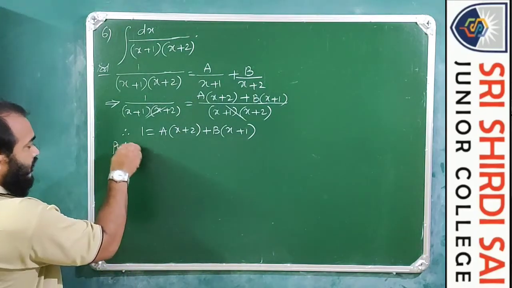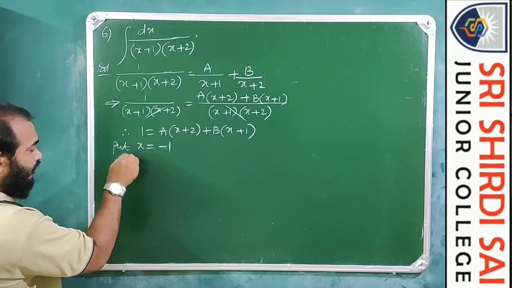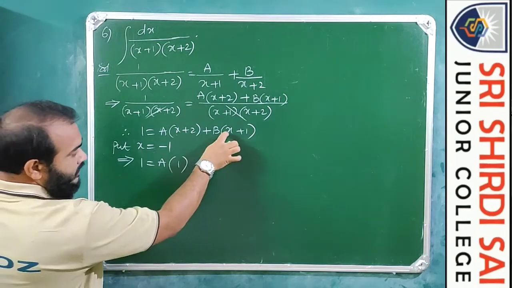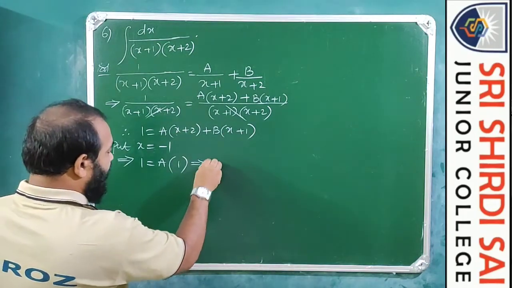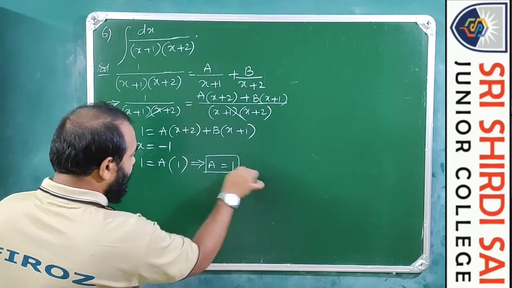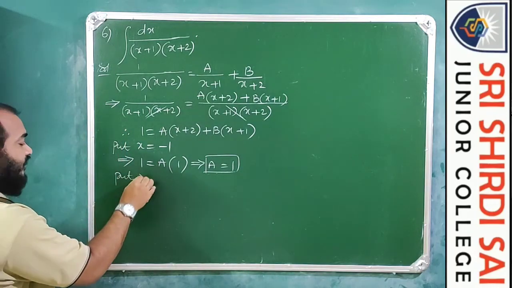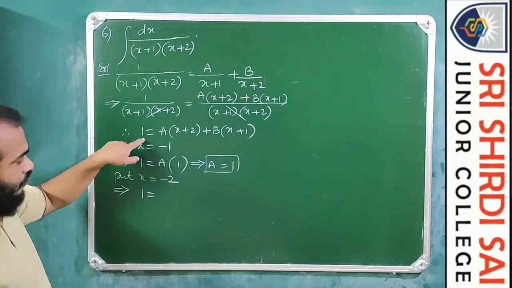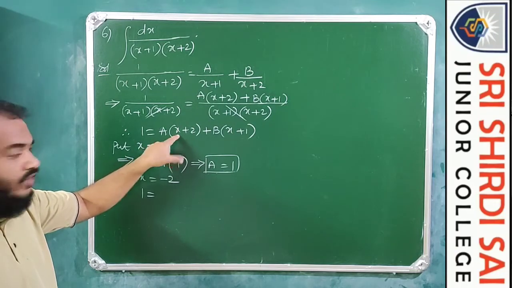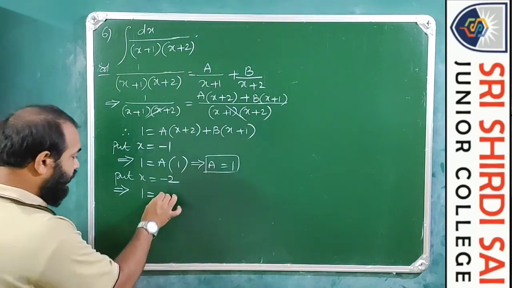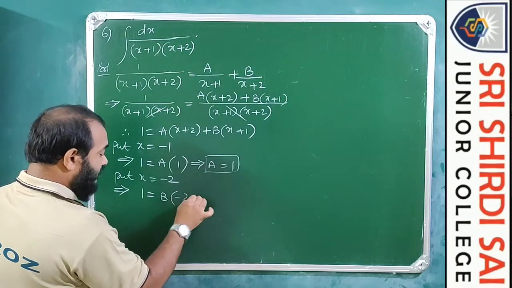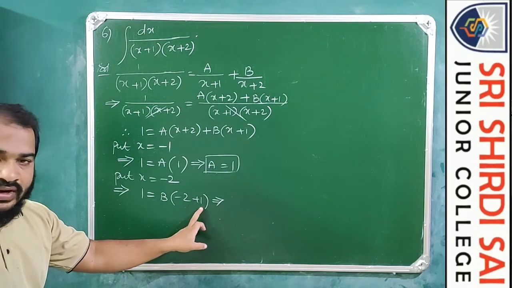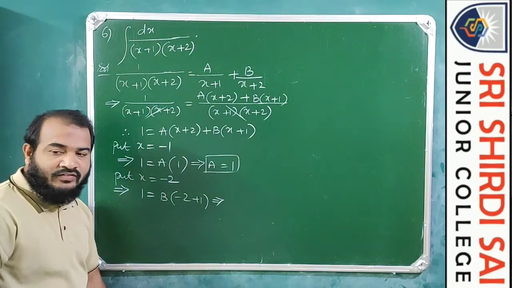So put x equals minus 1, which implies 1 is equal to a into (minus 1 plus 2) is 1, and minus 1 plus 1 is 0. So from this a is equal to 1. Likewise, put x equals minus 2. This implies 1 is equal to, on substituting here, it will be 0, so b into (minus 2 plus 1). Minus 2 plus 1 is minus 1 into b. Minus b equals 1. b is equal to minus 1.